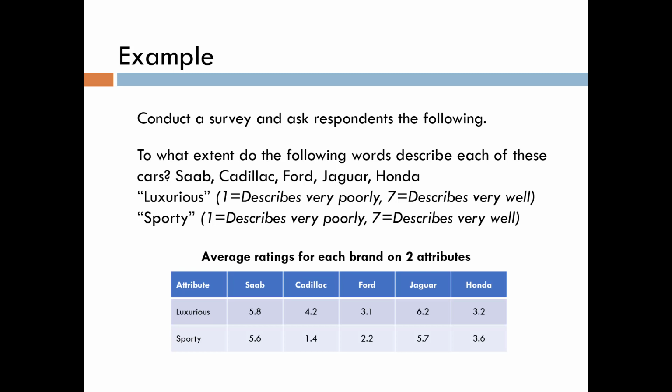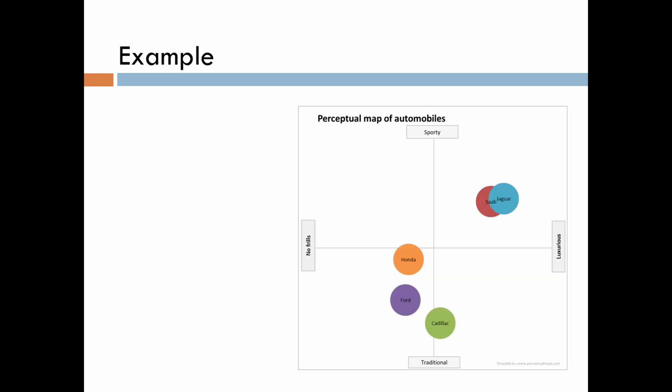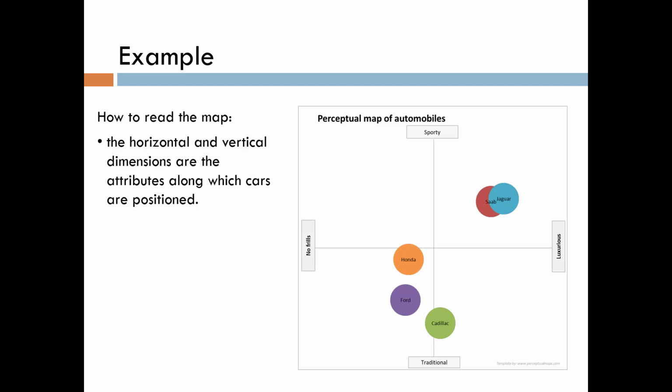Based on the responses from a sample of consumers, you can calculate the average rating for each car on each attribute, and that yields this table. Based on the table, you can come up with a perceptual map showing how consumers perceive the cars relative to each other. Let's hold off for a moment on the question of how you draw the map, and let's see what we can learn from it.